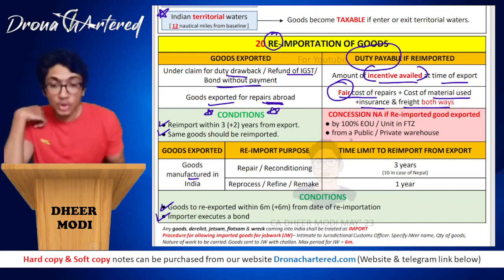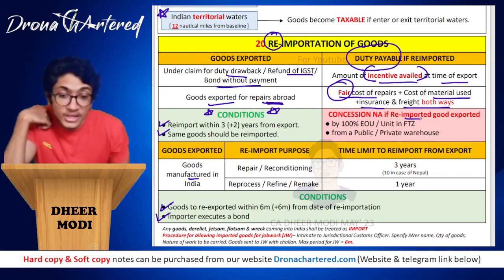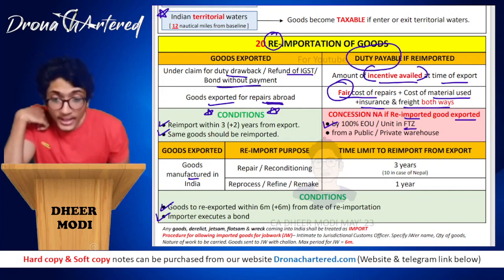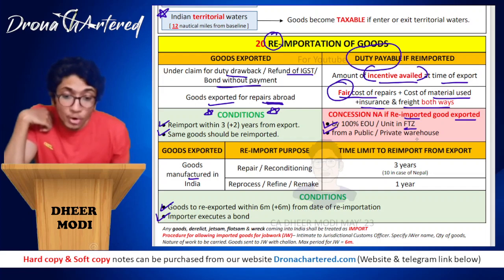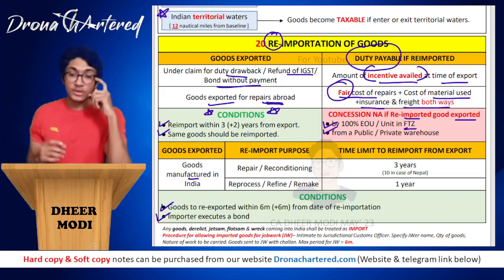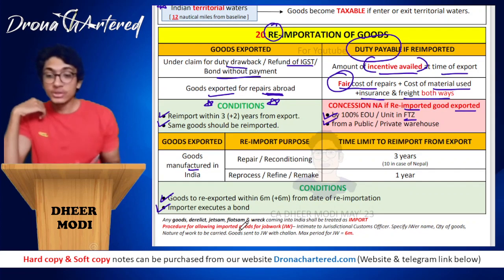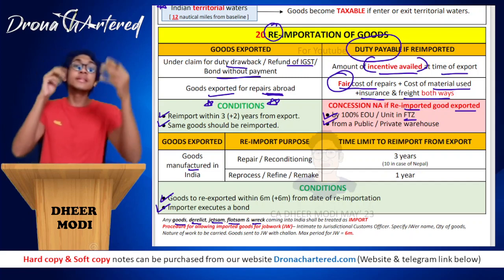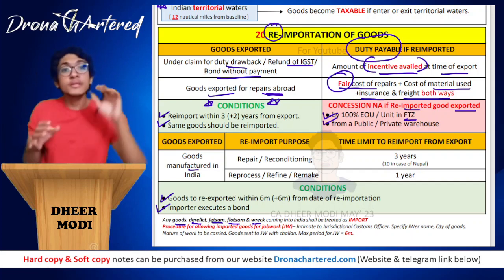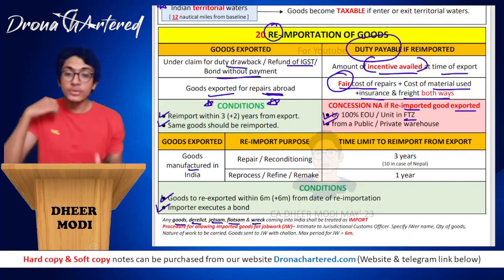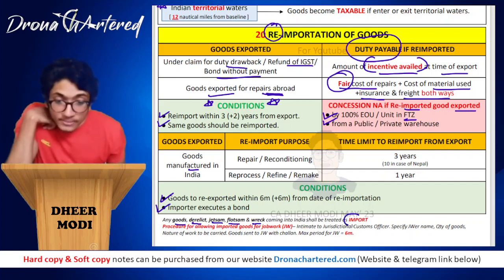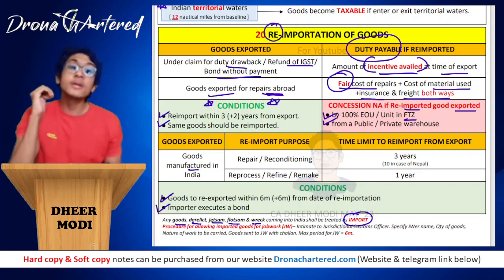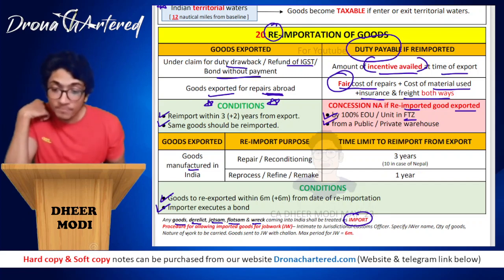Okay. Concession is not applicable if re-imported goods have been exported by a 100% export oriented unit or a unit in FTZ. And next is from a public or private warehouse. In such a case, your concession will not be applicable. Okay, another thing that you have to remember, any goods derelict, jetsam, flotsam or wreck, that means anything that has broken into sea, any bits and pieces, if they float into Indian territory, coming into India shall be treated as import. Even though they are not coming by a conveyance, it will still be treated as import.